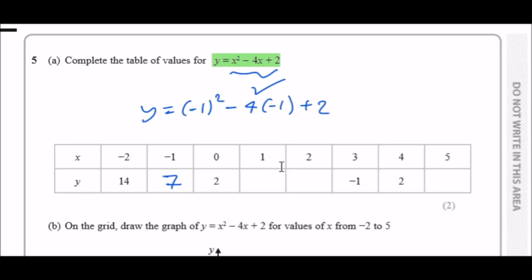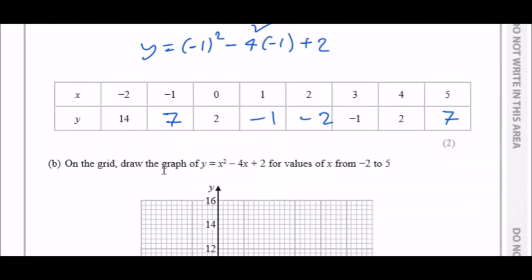Anyway, I got 7 here. If I plugged in 1: 1 squared minus 4 plus 2 is minus 1. And lastly, if you put in 2: 2 squared minus 4 times 2 plus 2 is minus 2. Now, I'll just do the rest. This one should be 7, I believe. I'll double check that. Yep, 7. Because it's a quadratic graph, it's going to be a U shape, and because it's a U shape, it will be symmetrical from this point here. So on the left side and the right side, you should get the same values. If I went up to 6, then it'll be 14 here.